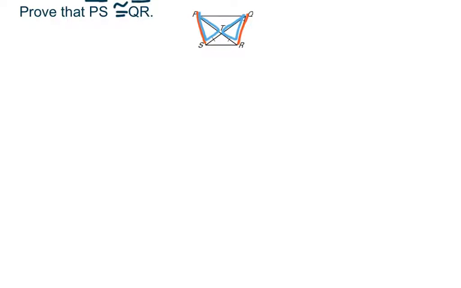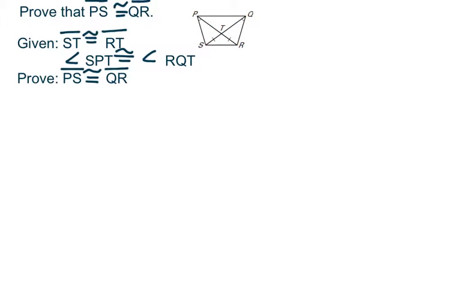I'll put the given and the proof statements up. So here's your given and proof. Go ahead and write the 2-column proof. Prove that segment PS is congruent to segment QR.